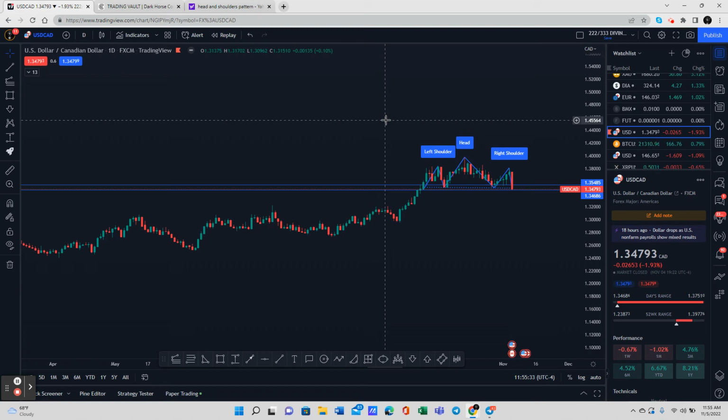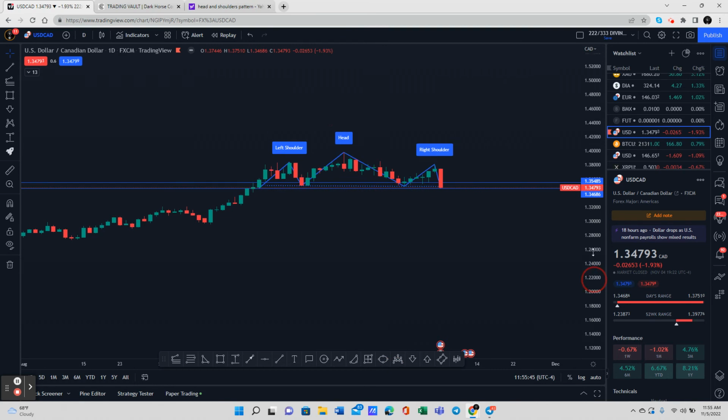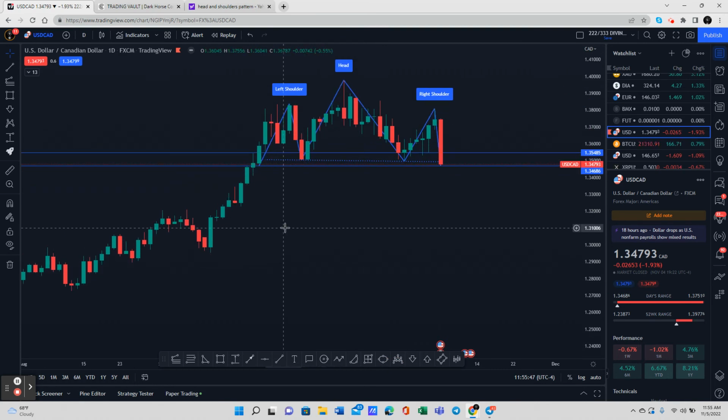But what you need to understand too is head and shoulders is nothing but a bull flag and a bear flag. That's it. Keep it simple. Let's get to it. In order to get the right shoulder, all it is is the flag pattern. So this is the pole, okay? And we're going to take the pole and put it on top.